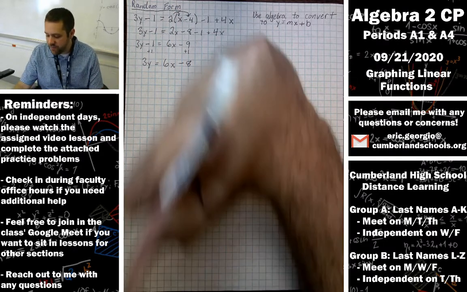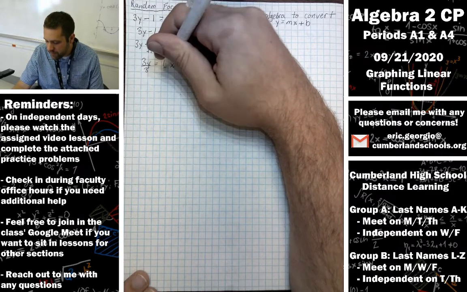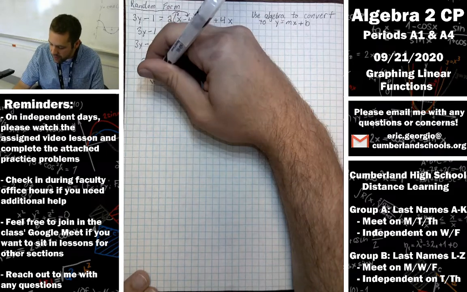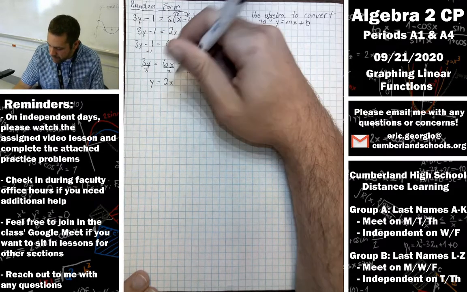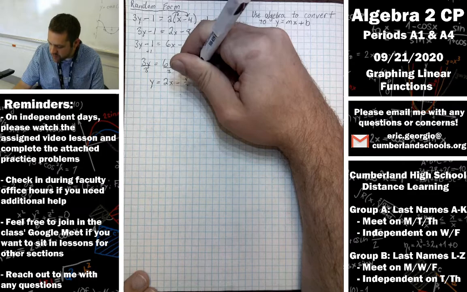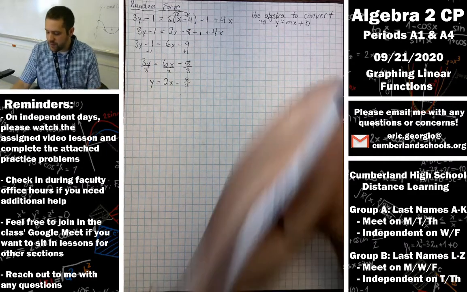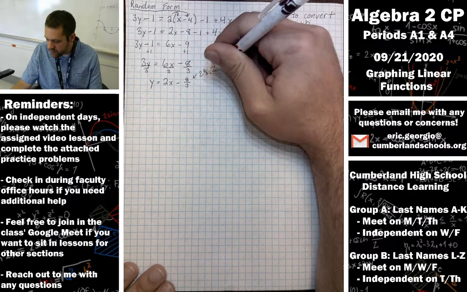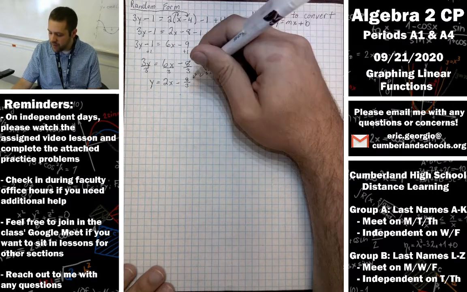And lastly, I can divide both sides by 3. And that would give me y is equal to 2x minus 8/3, which is 2 2/3, right? If you prefer, 2 2/3, or 2.6 repeating, negative.